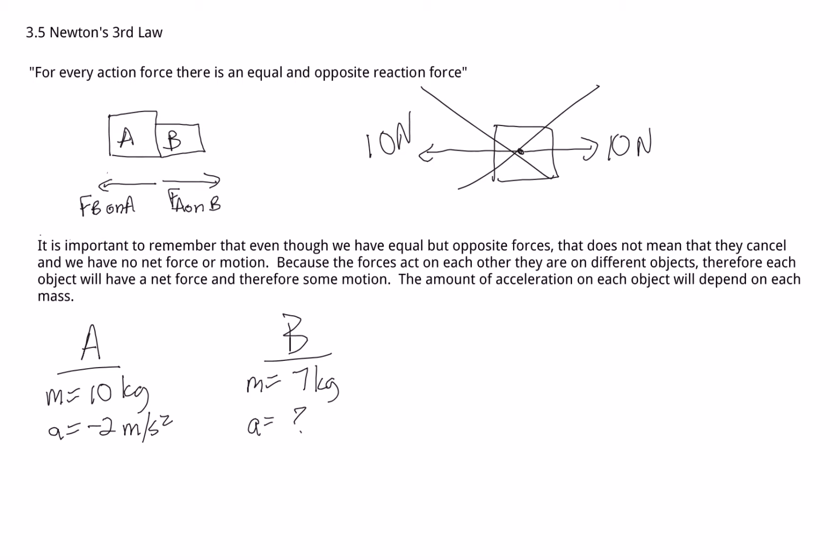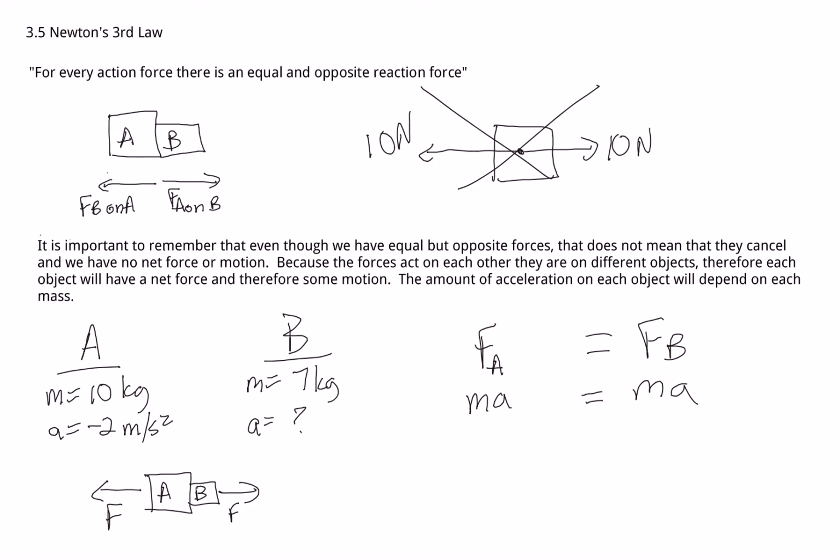So the question is, if person A is 10 kilograms and accelerates to the left at -2 meters per second squared, and B has a mass of 7 kilograms, we want to calculate what its acceleration would be. It'd be just like the diagram I have above. A and B are different sizes, and they're going to go in opposite directions. The forces will be the same, so this force will equal this force, but the accelerations will be different because they have different masses. So all you have to do is calculate the force on A, calculate the force on B, and set them equal. So mass times acceleration of A will equal mass times acceleration of B.